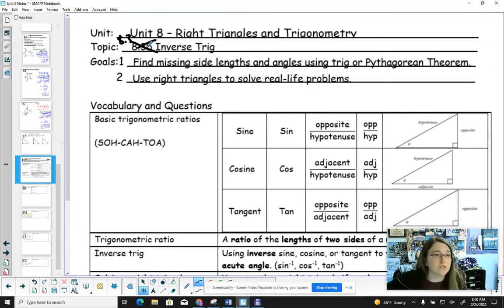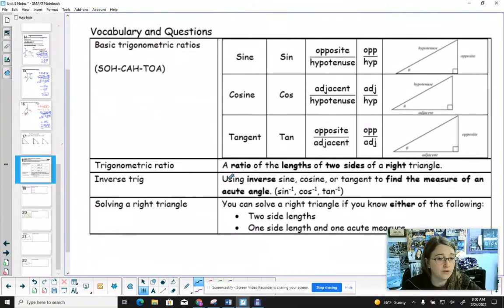Okay, so we're moving on to what's called inverse trig. What we learned already is that if I'm given an angle and a single side, and that's the only information I have, I can find a missing side of the triangle, or both missing sides if I need to. We can actually go in reverse as well. Inverse means to go in reverse. To invert something means to flip it. So we can find angles as well, and that's what inverse trig is for.